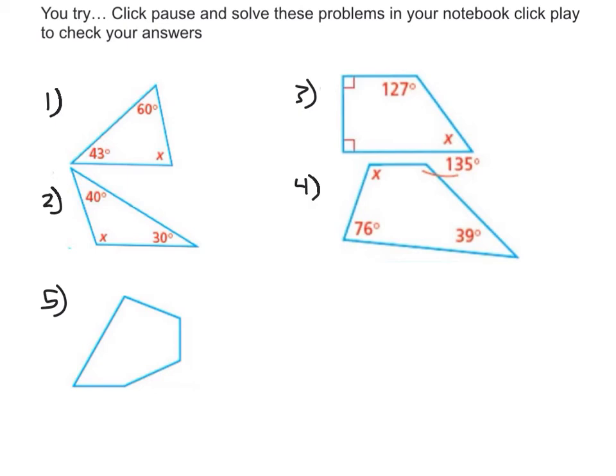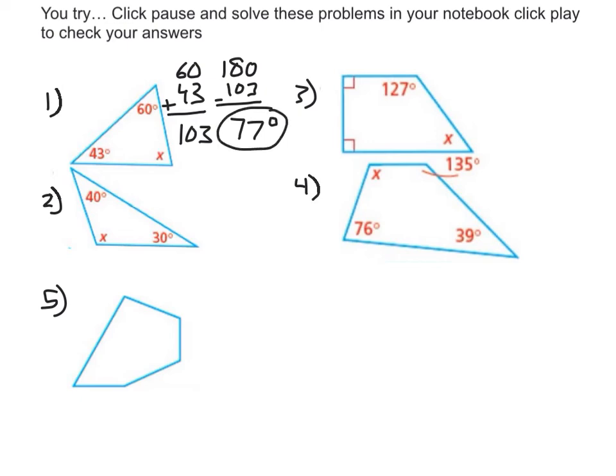Okay, here we go. For number 1, all 3 angles in this triangle should add up to 180 degrees. So if I add up the 2 angles I have, I get 103. So the difference between 180 and 103 is 73 degrees. Oops, 77 degrees. So x equals 77 degrees for number 1.